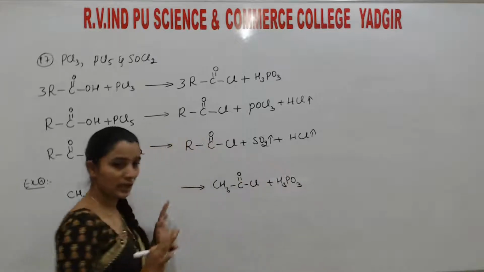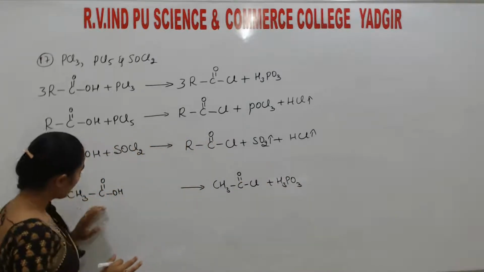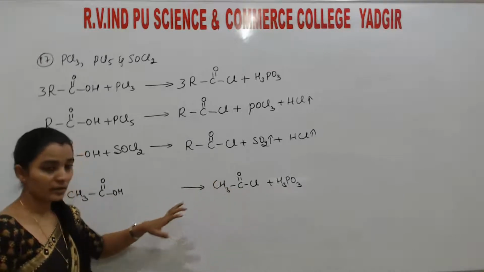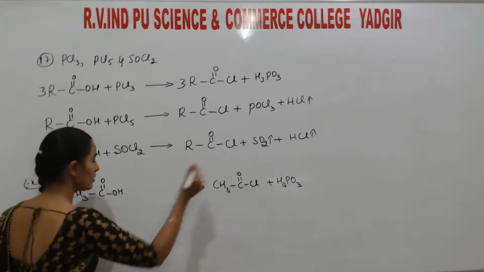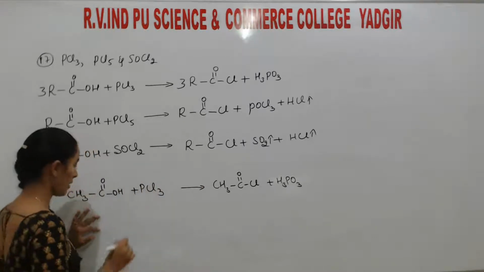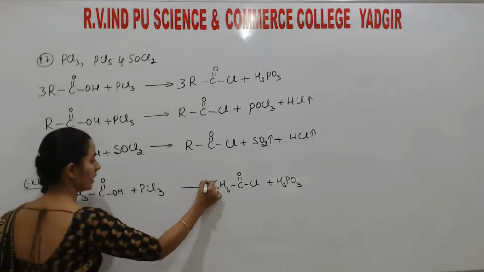Now, it is not a balanced reaction. They give the reactant and the products. So from this reaction, we need to know: H3PO3 is there, which means we need to take PCl3 as an example. Here, we need to know this.